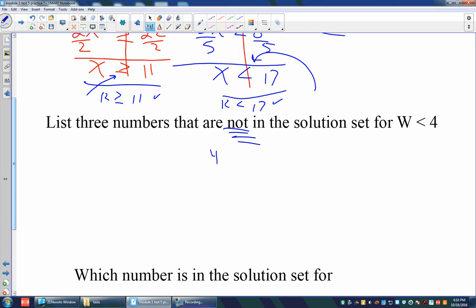Let me see. 4, 5, 6. Is 4 less than 4? No. Is 5 less than 4? No. Is 6 less than 4? No. So there are 3 numbers that are not in the solution set.